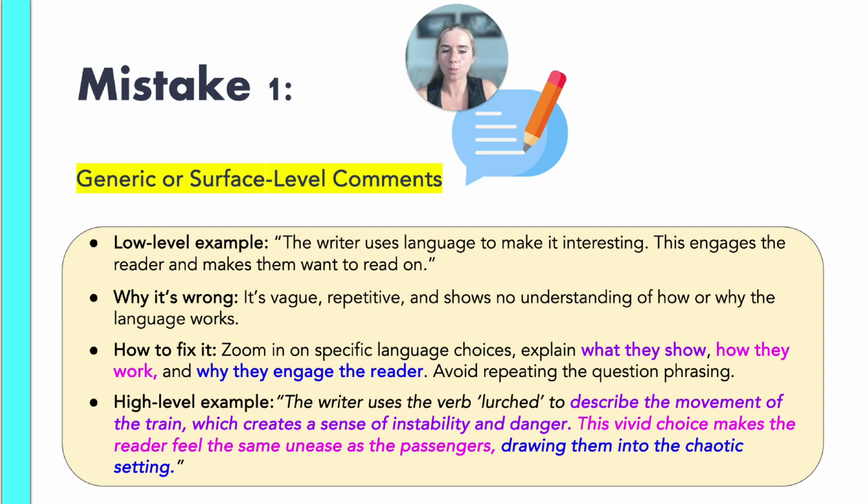Then how it works is the vivid choice makes the reader feel the same unease as the passengers, and why it engages the reader, drawing them into the chaotic setting. So you can see we've got a what, how, why approach here of what it shows, how that works, and why it engages the reader. Because remember, for this question, everything must link back to the reader.